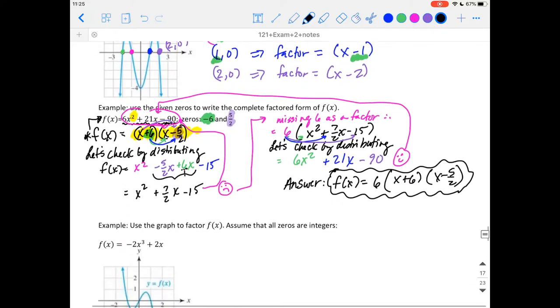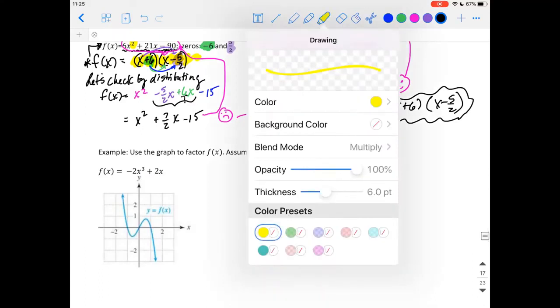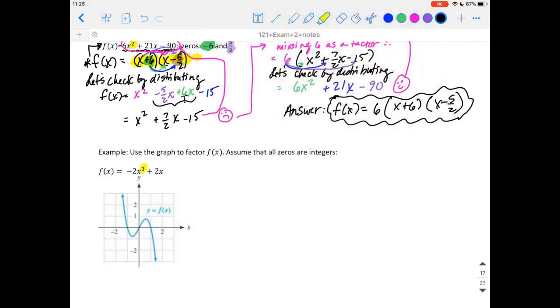All right, next one. It says, example, use the graph to factor f(x), assuming that all zeros are integers. So f(x) = -2x³ + 2x. We have a cubic. For this lesson, that means we're going to have 3 x-intercepts. In future lessons, we're going to have imaginary ones, so we're starting off easy. So we have 3 x-intercepts. Yes, we sure do: 1, 2, and 3.